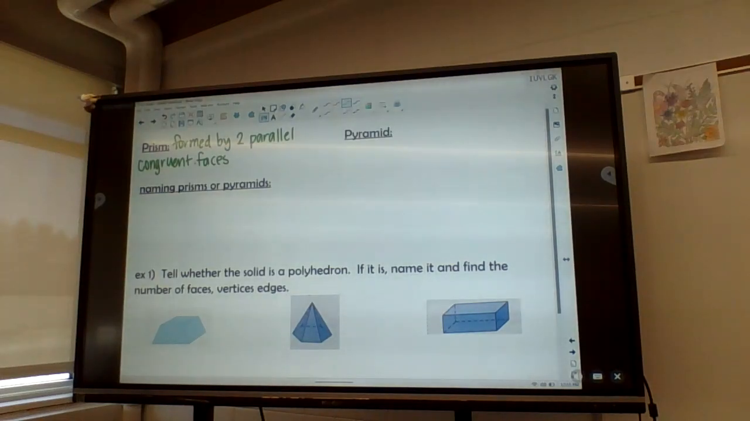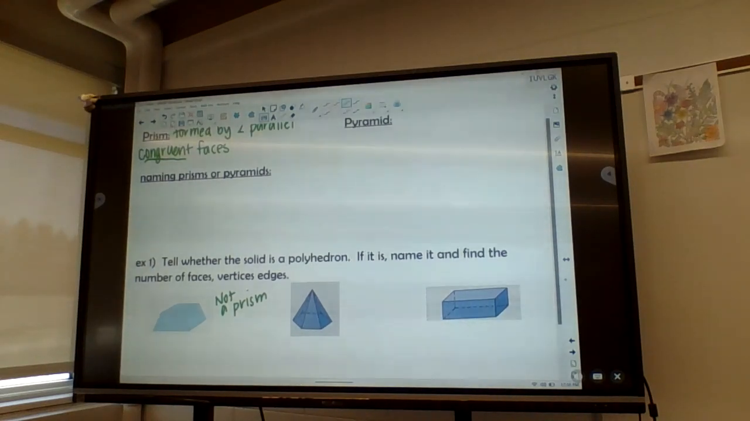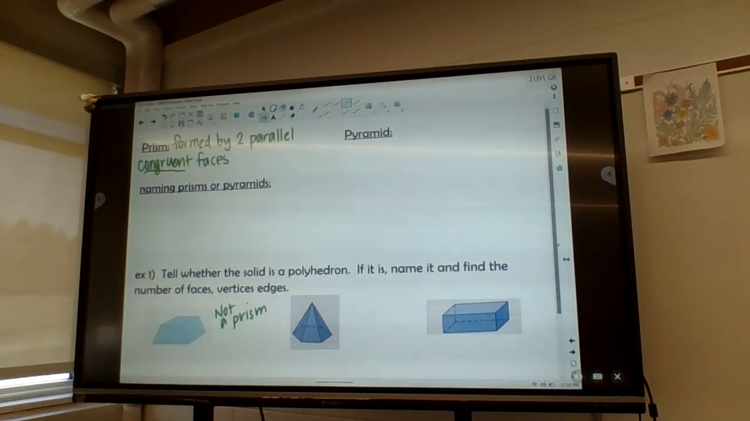So I'm actually going to point it out down here. This is not a prism down here. So it's formed by two parallel congruent faces. The one down on the bottom is not a prism because of the fact that the bottom and the top are not the same size there. Whereas this one over here is a prism. This is also not a prism.